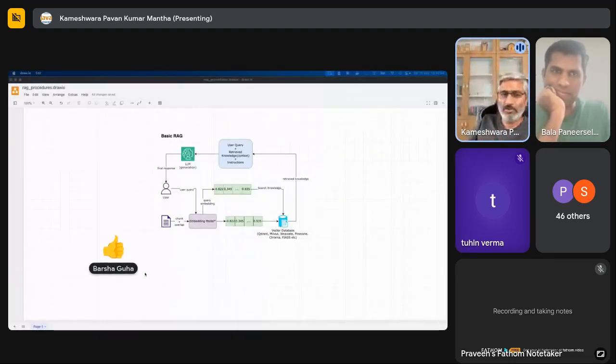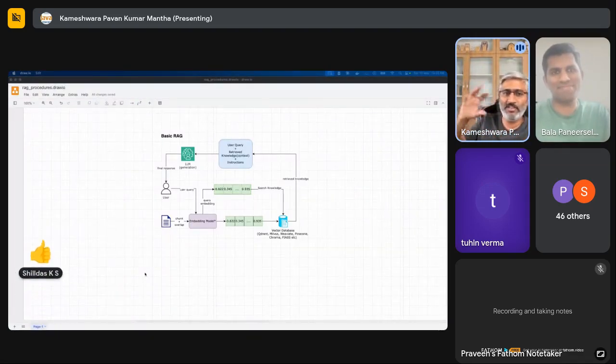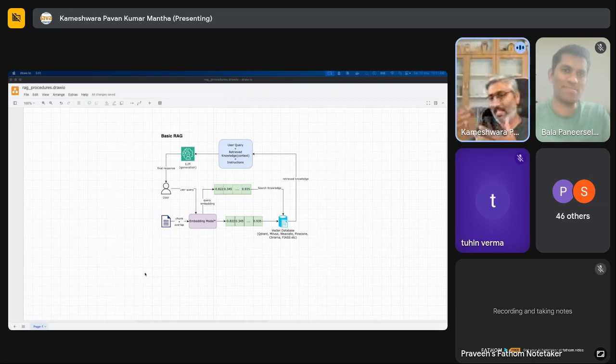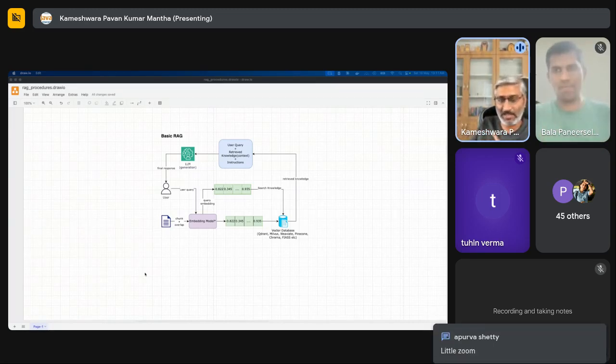Perfect. So I don't believe in PPTs and all those things. Most of the time I put everything on my whiteboards. I share whiteboards and then I keep discussing them. So I don't have a formal PPT kind of thing, but you will get a lot of knowledge out of here. Okay, so let's start with the basic RAG. This is how the basic RAG would look like. I'll give you the definition of a RAG at the end of this architectural explanation.